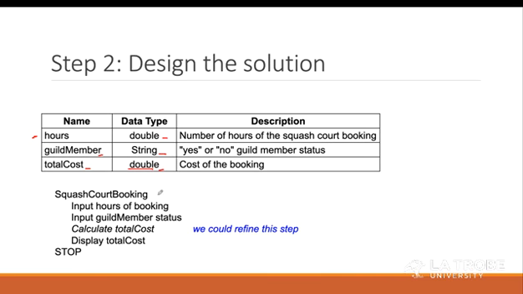Now the steps for this are: input hours of booking, input guild member status, calculate total cost and display total cost, and stop. That's the end of your program once you display the output.